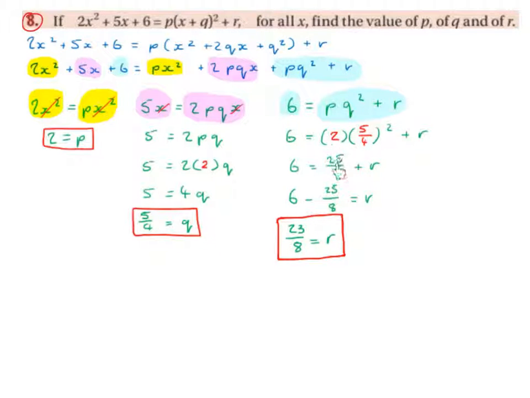So we're going to bring the 25 over 8 over the equal sign. It becomes minus 25 over 8. And 6 minus 25 over 8 is 23 over 8. So r is equal to 23 over 8. So we're asked to find the values of p, q, and r. p is equal to 2, q is equal to 5 over 4, and r is equal to 23 over 8.